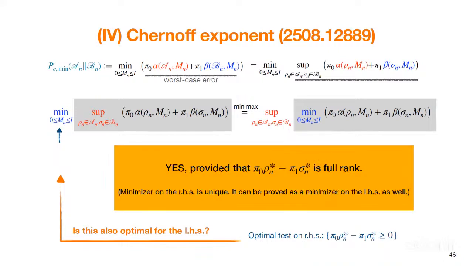But we prove this if we can assume that the state is full rank. This essentially helps us to claim that the minimizer on the right-hand side is also unique. In this case, we can say the minimizer is also a minimizer on the left-hand side. It will be the universal test that we want under these assumptions.